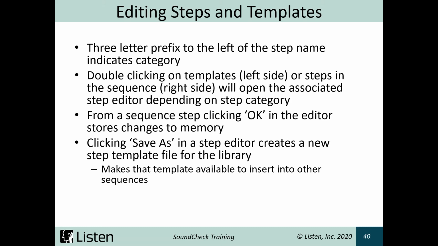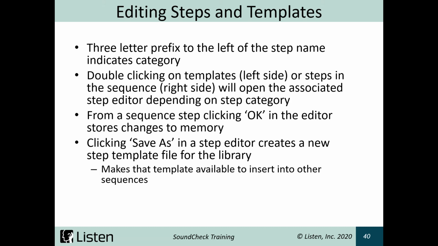When we look at our editor, there is the prefix to the left of the step name, and that is the category. If it's a stimulus step, it'll say STI. If it's an acquisition step, it'll say ACQ. And any type of step can be edited to do anything in that same category. So remember, any stimulus we can change into any stimulus. But if we wanted to change the complete category, we need to replace the step.